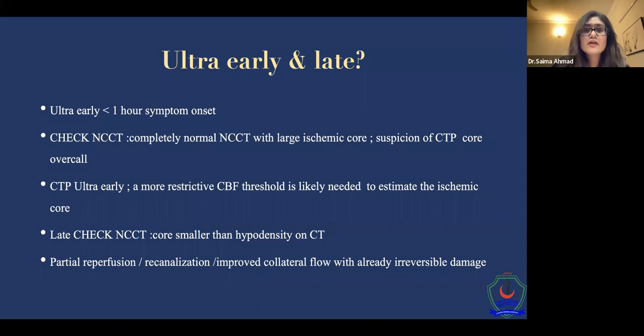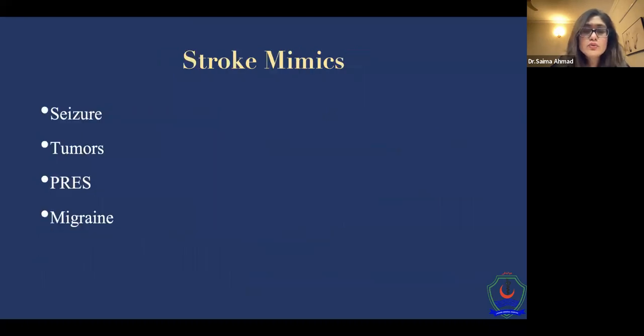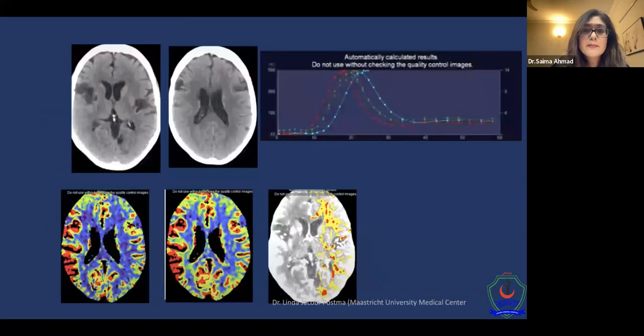So you have to see all the imaging together, and at the same time you have to examine the patient as well, and then you have to decide about the patient. There are a few stroke mimics, and you should know the CTP interpretation in these mimics.